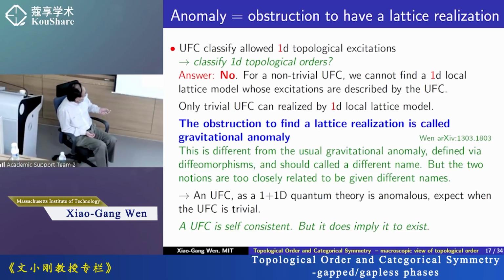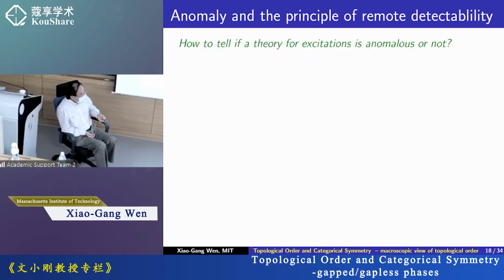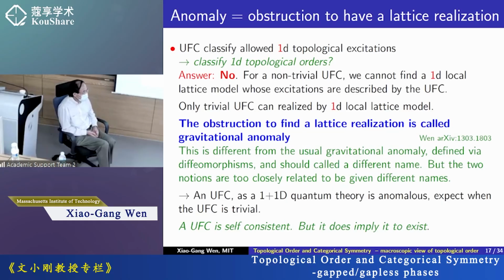Question on the previous page: frankly speaking, I don't think I understood why this 1D theory has such an anomaly. Can I have some picture?